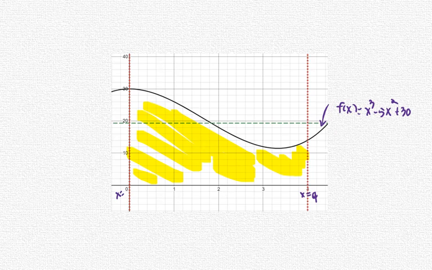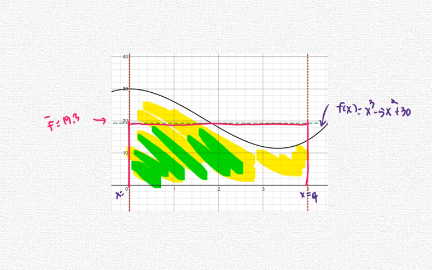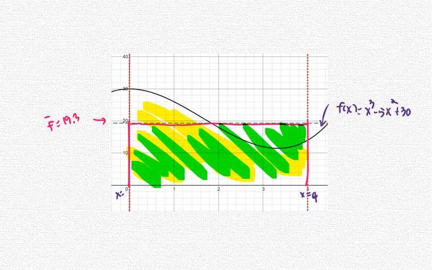The average function value that we just computed is the function value, or the f bar, equals 19.3 repeating, or about 19.3. If we look at the area of the rectangle with the height as the f bar and the width as b minus a, or 4 minus 0, the area of the rectangle is the same as the area of the region bounded by the curve and the x-axis.